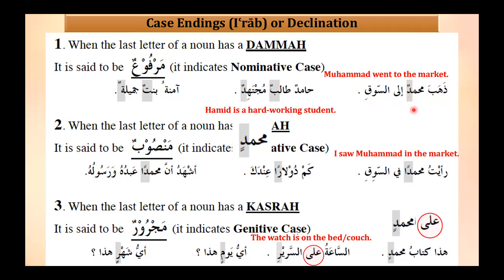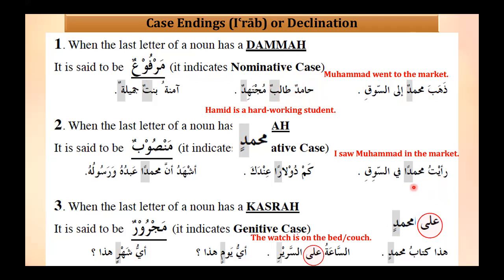Okay. So again, you are not to worry about the fact that Muhammadun is the subject right now. For now, you just worry about understanding that Muhammadun is said to be marfu'un. It indicates the nominative case. That's what you're focusing on right now, that it is marfu'un. It indicates nominative case. This example is also showing you the same thing. So Hamidun is student. Talabun means student. Mujtahidun means hardworking. So Hamidun is a hardworking student. Here you're also focusing on the fact that this is marfu'un, okay? Indicated by the Tanween Dhamma.